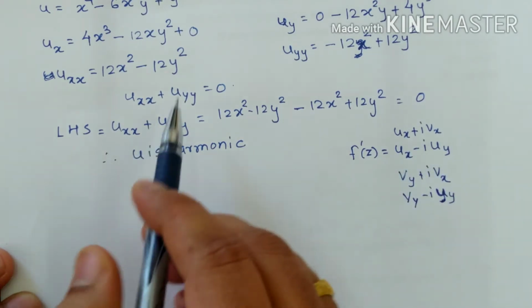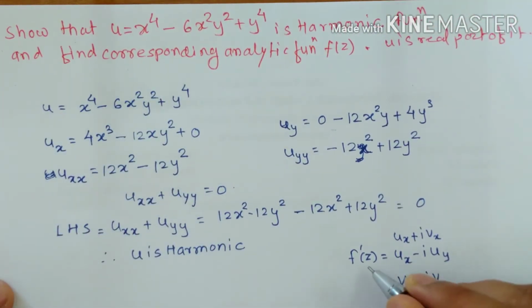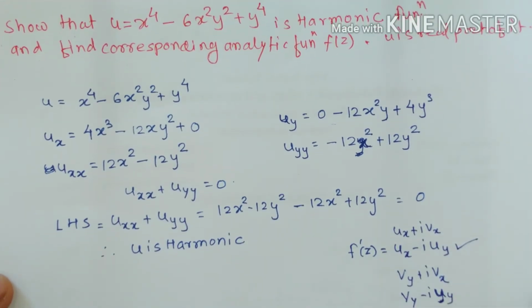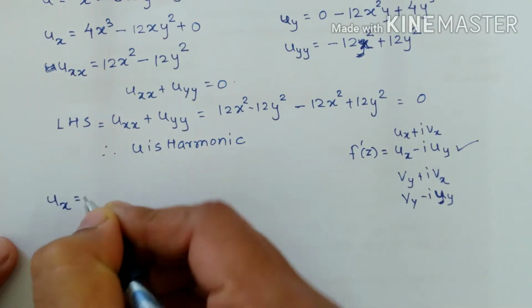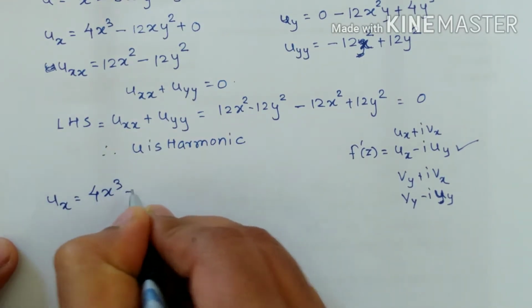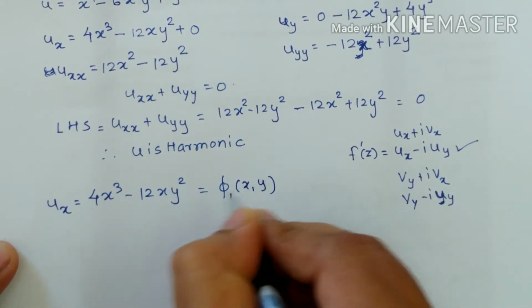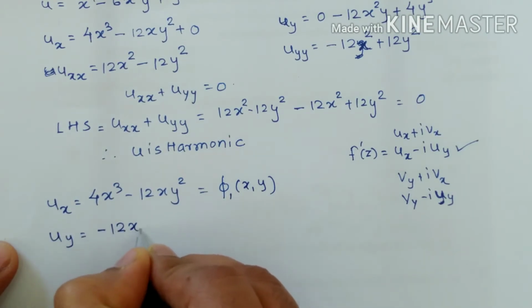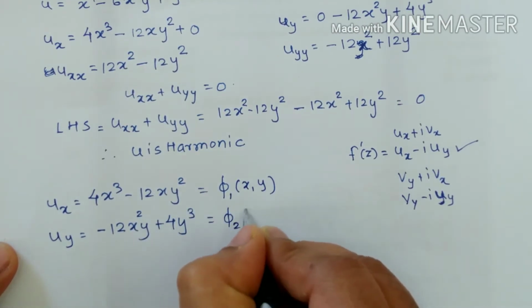But see, here the real part is provided, that is u. Hence we are going to select the value of f dash of z where the partial derivatives of u are involved. So I already calculated the ux. I write the ux again, 4x cube minus 12xy square. We call this phi 1 of x comma y. This is a function of x and y. uy is equal to minus 12x square y plus 4y cube. This will be called phi 2 of x comma y.